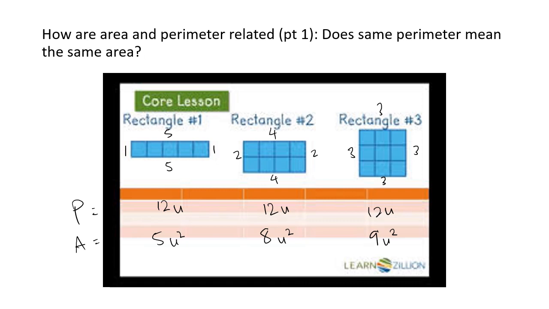It's not an obvious question, or at least the answer to the question isn't obvious, I should say. If we have 3 shapes with the same perimeter, a lot of students might assume that they have the same area, and the fact is that's not the case. The other side of this question we'll look at next.